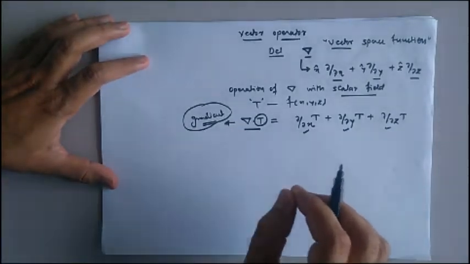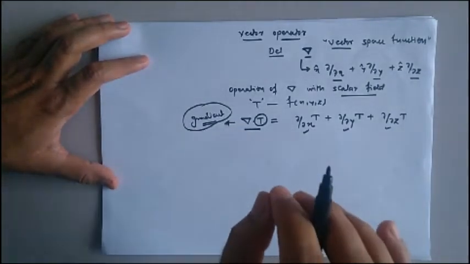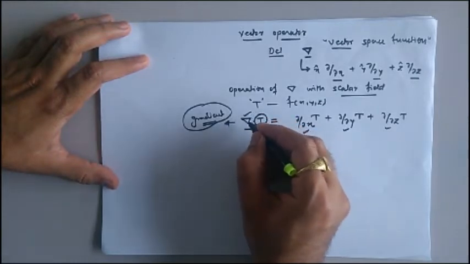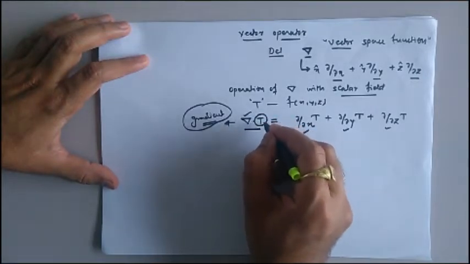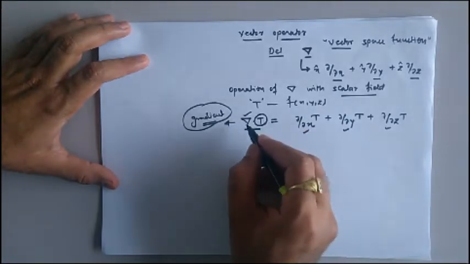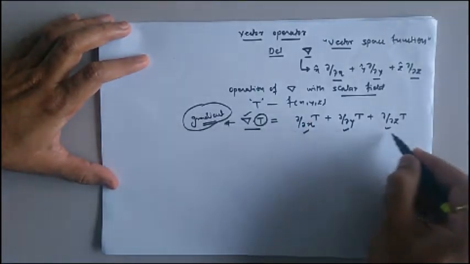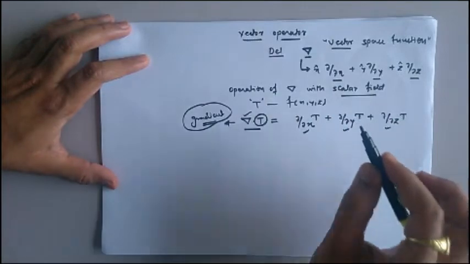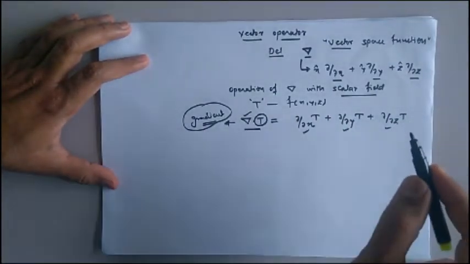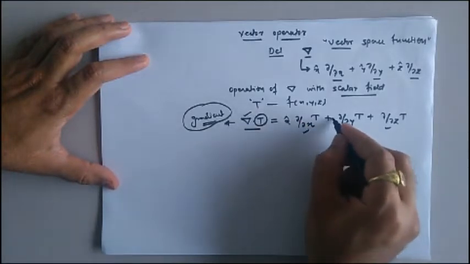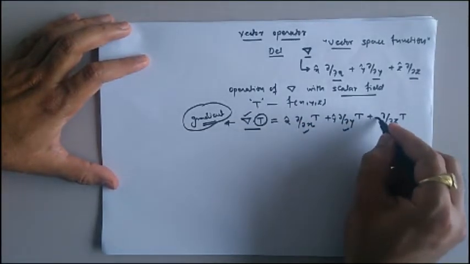So remember one thing, gradient is simply a dot product between your vector space function operator del and a given scalar quantity. It is the dot product between vector and scalar. As it is the dot product between vector and scalar, the output of gradient is always a vector quantity. That means here we need to indicate x cap, here we need to indicate y cap and here we need to indicate z cap.